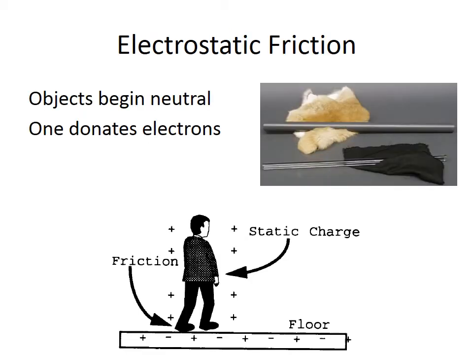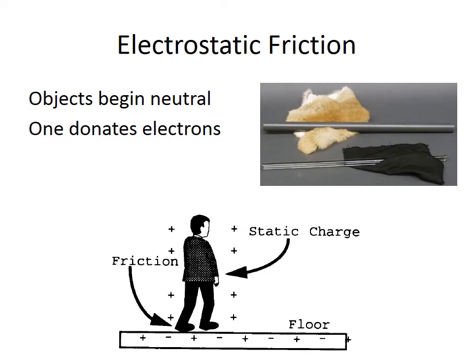Electrostatic friction. Objects begin as neutral, and one donates electrons. You can see the person over here walking across the floor. Kind of weird person. But you can see that as he drags his feet across the ground, he gets an electrical charge. He started out neutral, and he's donating electrons to the floor. Now, the floor doesn't show an additional charge because it's connected to the ground. But the truth is, the floor is becoming slightly more negative than it was before.